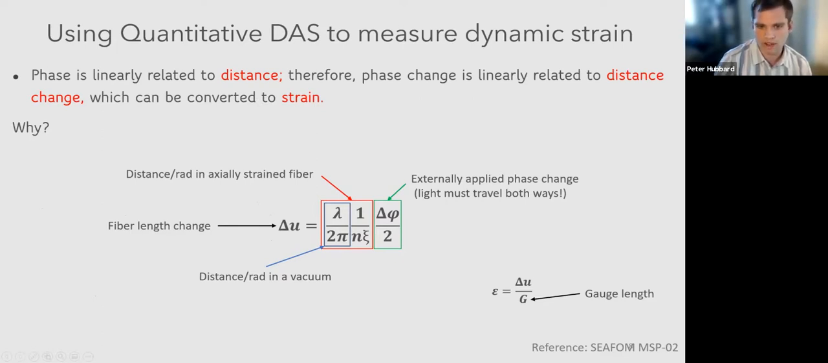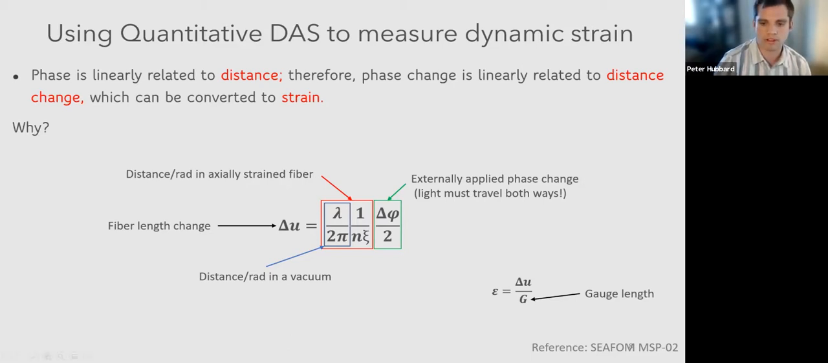So what do we have here? We have our fiber length change is our distance per radians in an axially strained fiber. So wavelength, which is in units of distance, over 2 pi. So you can see that there's units of radians in the bottom. This is a scaling factor for the material of glass, the material of fiber optics that's being axially strained. And this is our externally applied phase change. Our externally applied phase change must be divided by 2 because our light goes forward and it also comes backward. So it experiences this phase change twice.